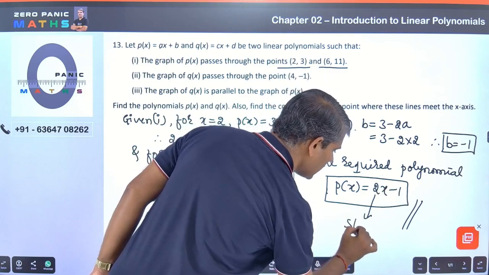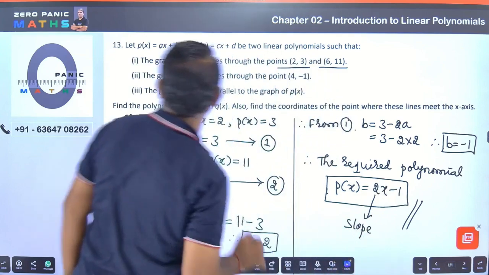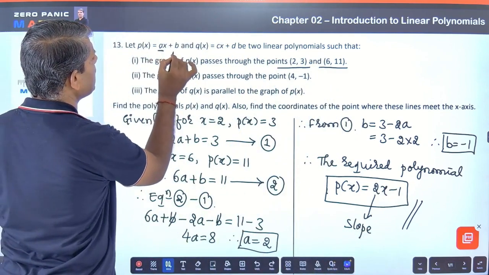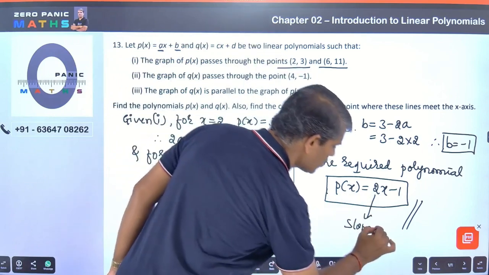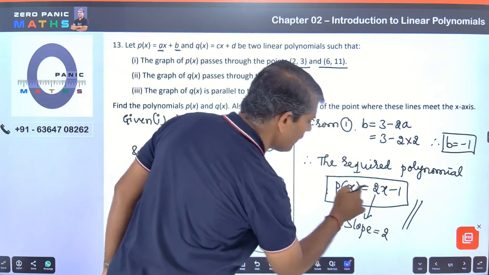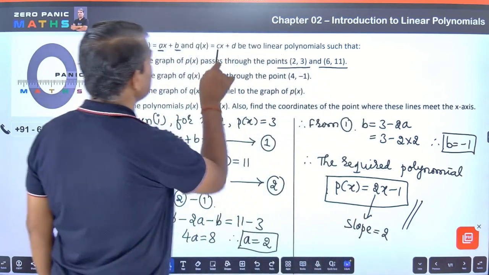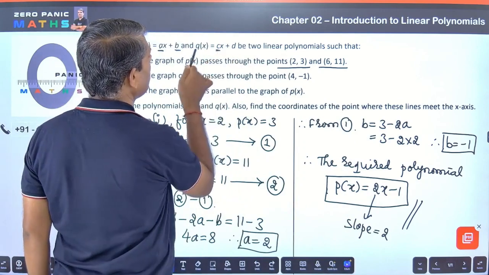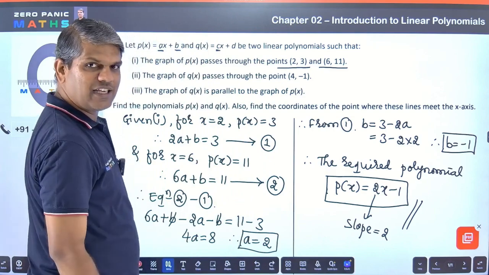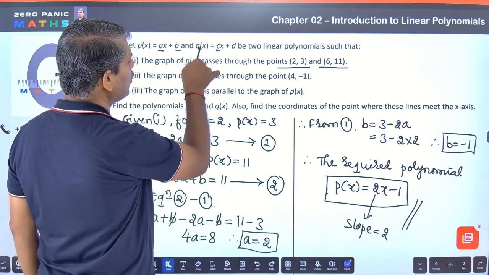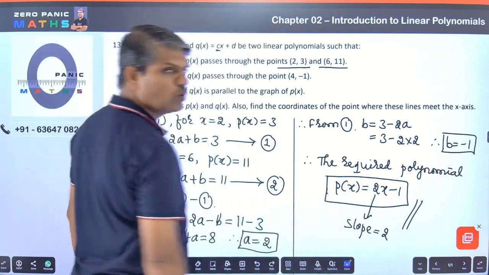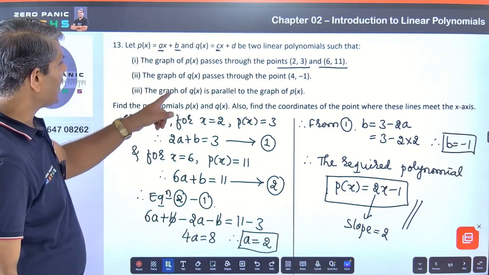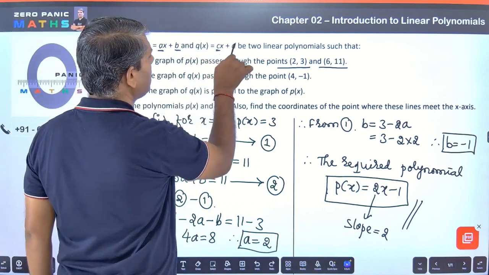It is ax plus b. Always in this ax plus b, a is called the slope and b is the y-intercept. So here slope is equal to 2. Slope of p of x is 2, right? That is c. C is the slope of q of x here, right? C is the slope of q of x. So c is equal to a and that is equal to 2. So I can write it as 2x plus d.